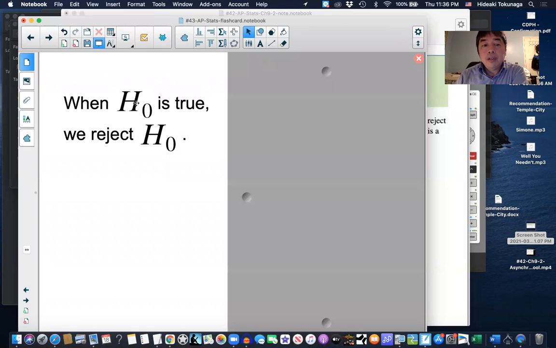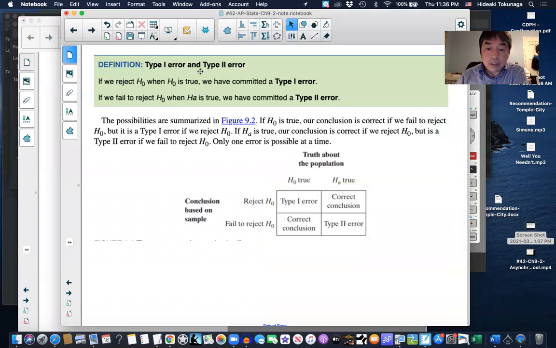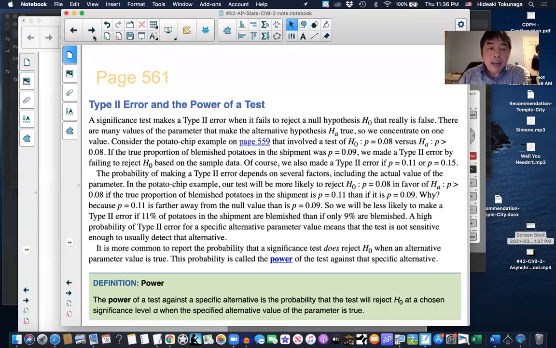When the null hypothesis is true and we reject the null hypothesis, that's most likely type 1 error, okay? You can take a good look at this from chapter 9-1, and you can just pause the video and go through this, okay? Right, type 2 error and the power of the test. This is a new topic, okay?